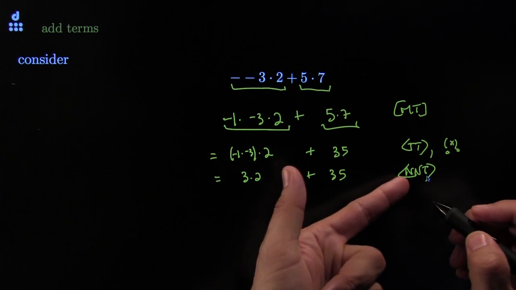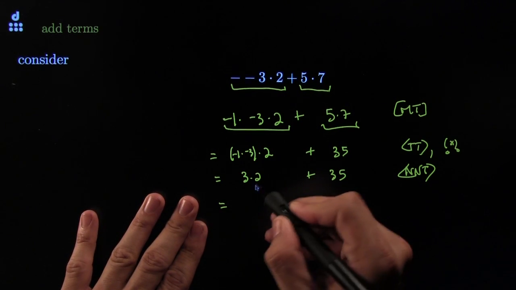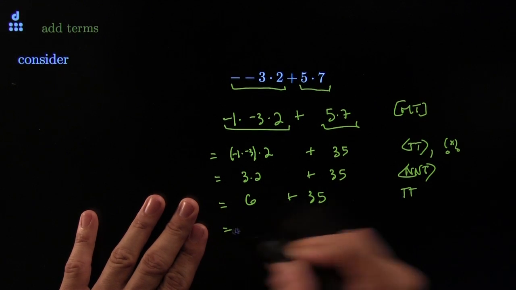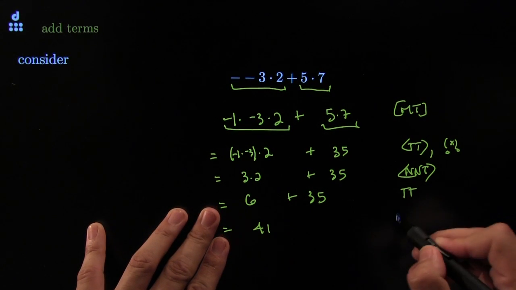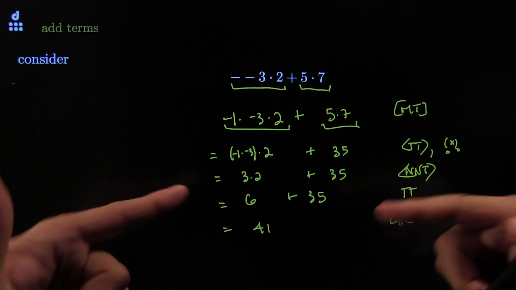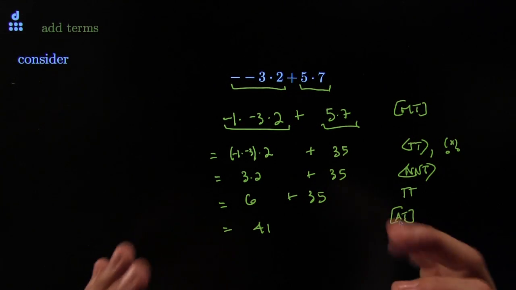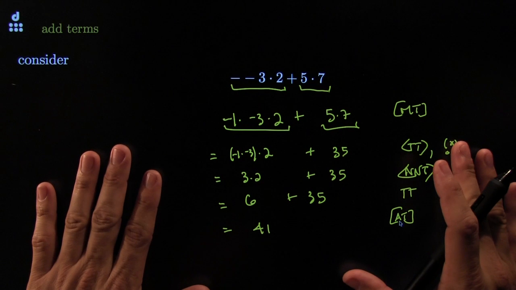I told you we get to practice everything that we learned. Didn't I tell you? 3 times 2 is 6 plus 35. That's by times table. And of course this would be 41 by addition table. Yippee-ki-yay. So beautiful, so perfect. Not the fastest way, it's the best way.